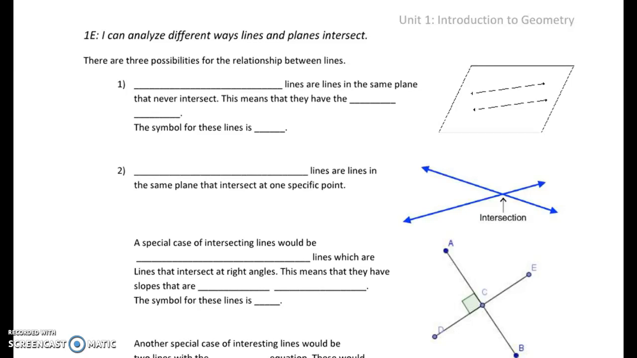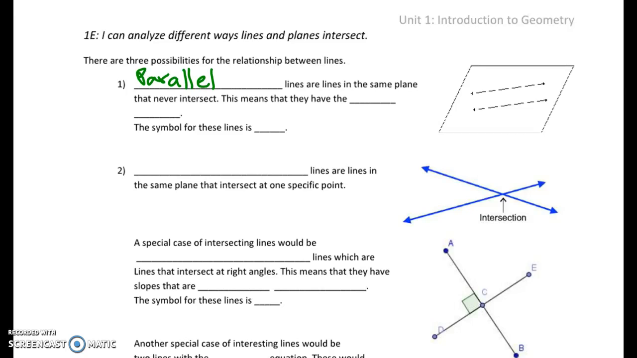We're going to start off by looking at the ways two lines can intersect, and this is really a huge review for you guys from Algebra 1, but it's always good to look back and refresh our memories. So the first case with the two ways lines can interact is they can be parallel, and you guys should be very familiar with this concept.